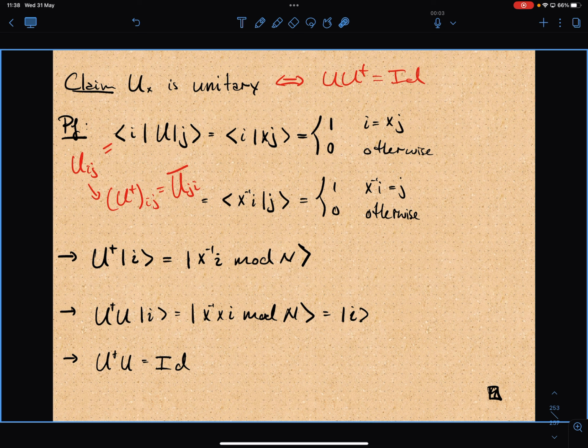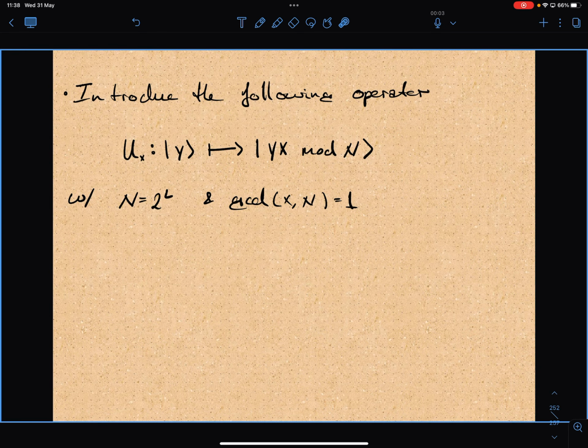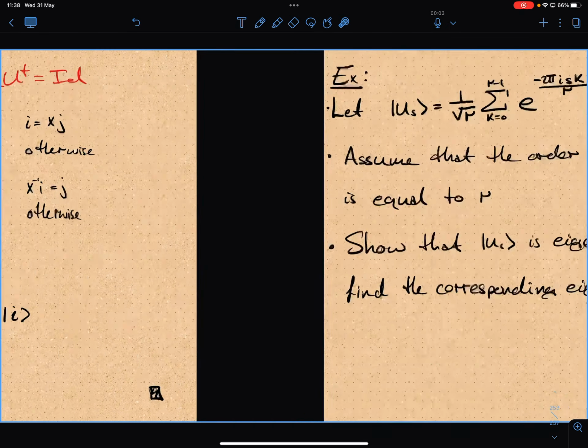So I must use the condition that the GCD is equal to 1. But where? Isn't that the requirement to say that x has an inverse? That's it. Because the GCD is equal to 1, we can actually go from here to here. And so to make sure that U of x is unitary, we need that the GCD is equal to 1. But this is something that we want in our factoring strategy.